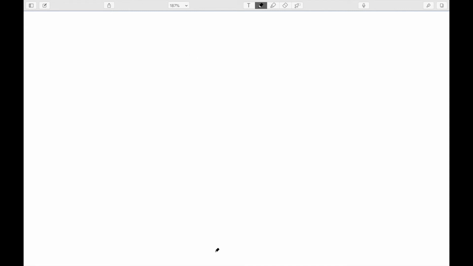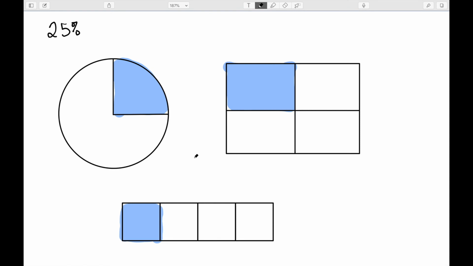We can also use math drawings to visualize percents and to solve percent problems. Making drawings is usually not a very efficient way of solving percent problems, but they can give us a better understanding of percents. And there are lots of different ways we can use math drawings to represent percents. As an example here, I have 3 different ways to represent 25%.